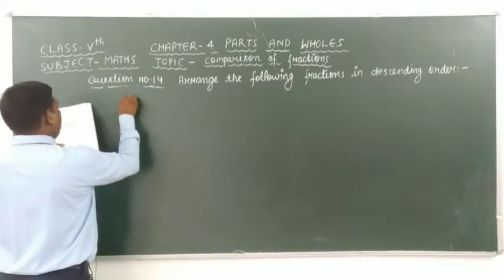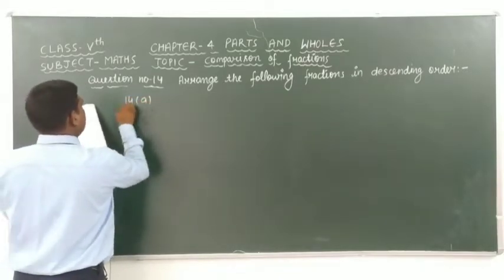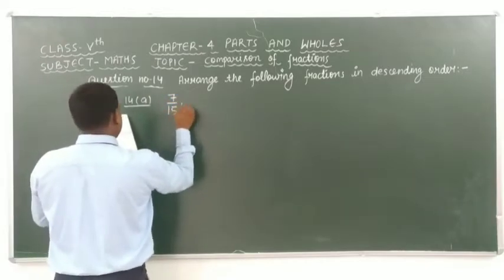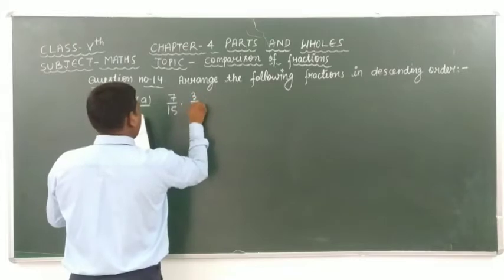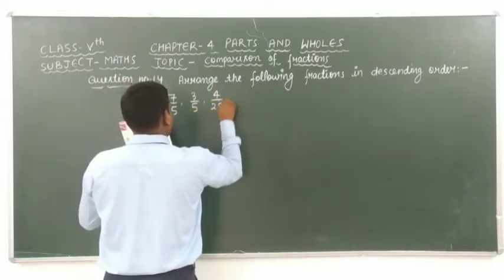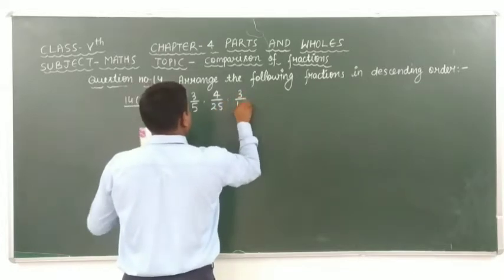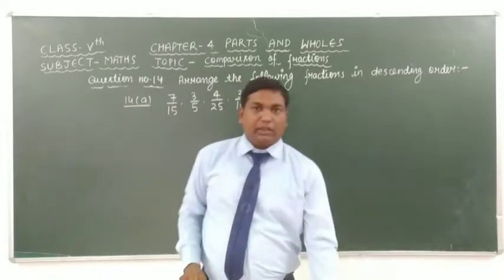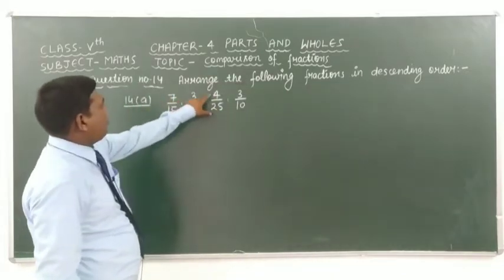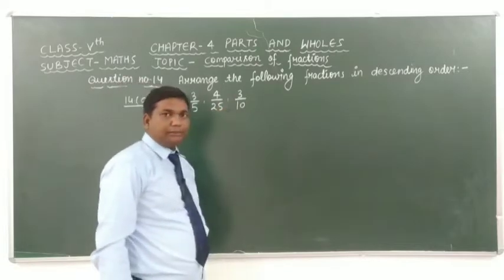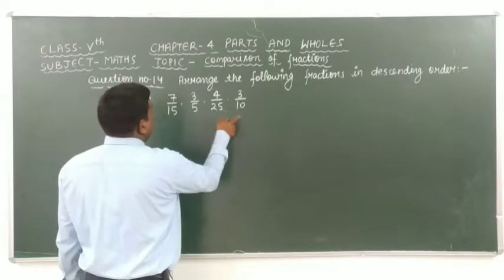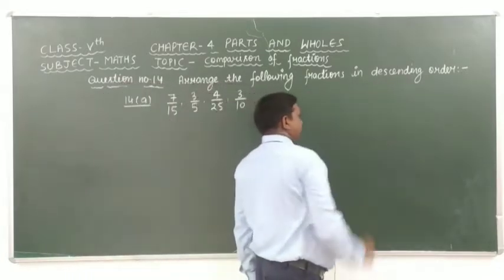we are given the fractions 7 over 15, 3 over 5, 4 over 25, 3 over 10. Dear students, in this question we have to arrange these fractions in descending order.